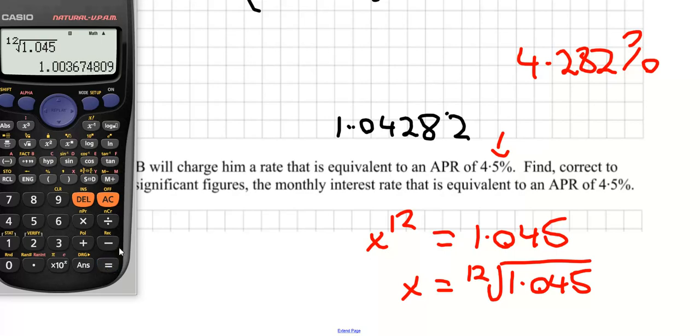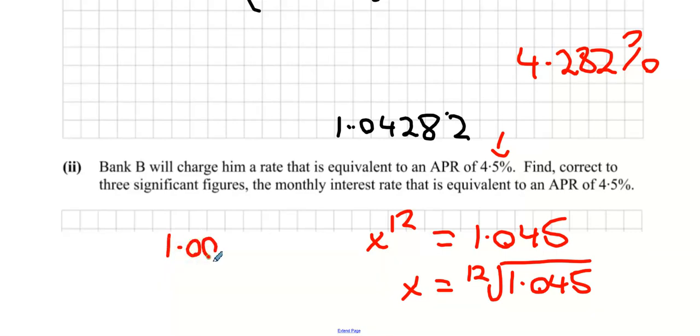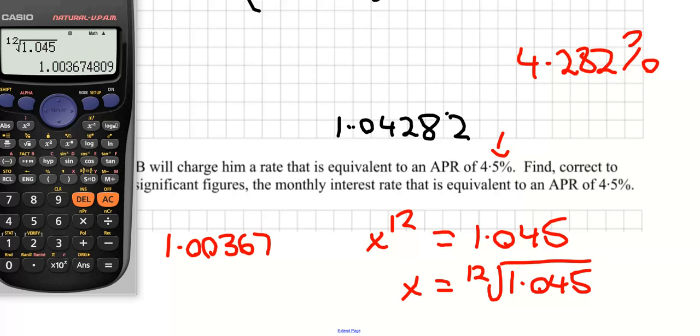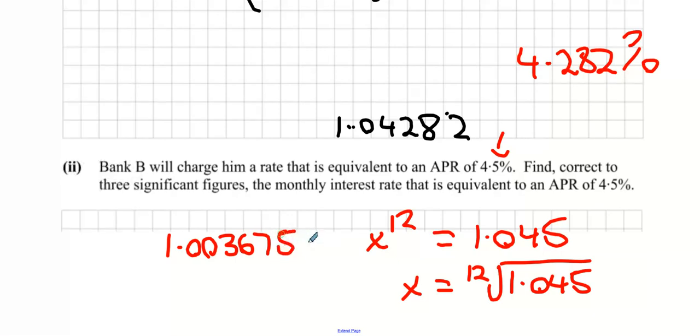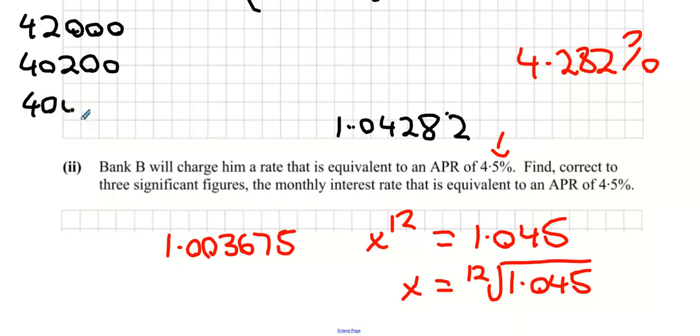And we get 1.00367, so 0.367. I might go a bit further because I think it wants three significant figures. 3675, we'll call it. What are significant figures again? Anybody tell me? Quick revisit. If I wrote down 42,000, how many significant figures are there? 2. If I wrote down 40,200, how many is there this time? 3. If I wrote down 40,002, 5. If I did decimals, if I did 0.004, how many significant figures there? 1.